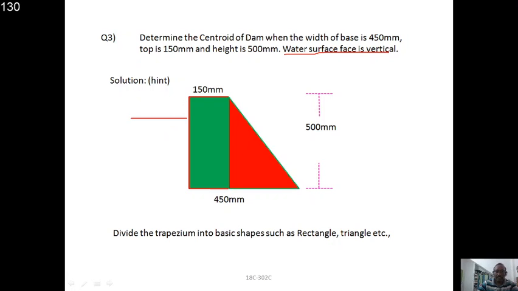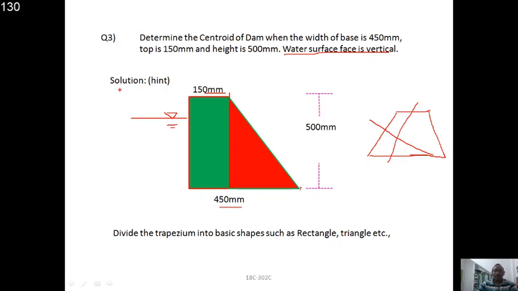Hence, if this side is the water surface, this should be vertical. The base at the bottom is 450 mm, and the top is 150 mm. When I make this vertical, I cannot make it a slant like this. If I make a slant like this, it will become wrong, because he has clearly mentioned that the water surface is vertical. So I need to take this surface as vertical, draw the top as 150, and the base at the bottom as 450 mm. Draw up to this, then join both the points. So this is the inclination you are getting.